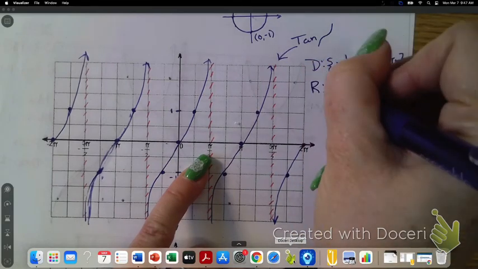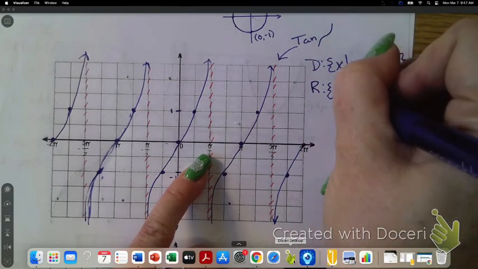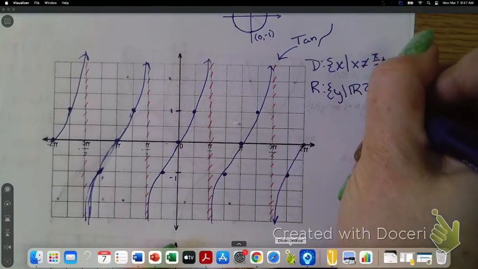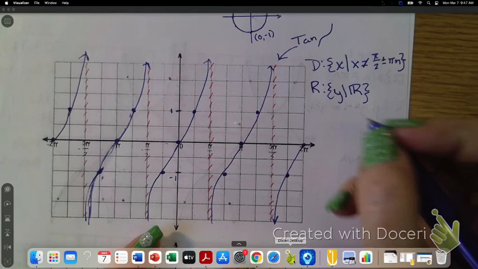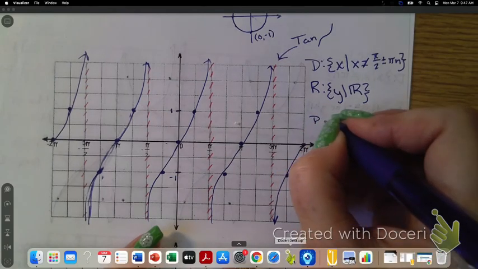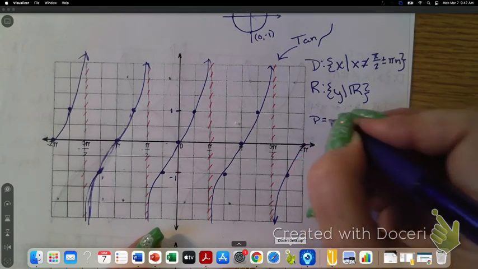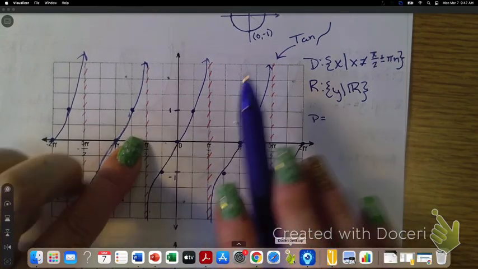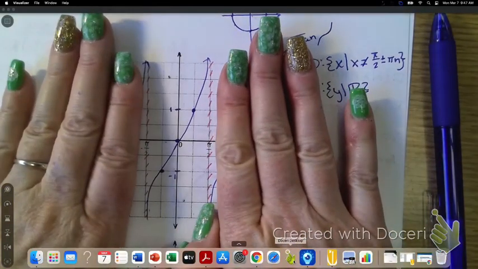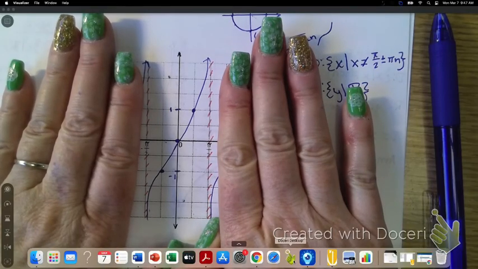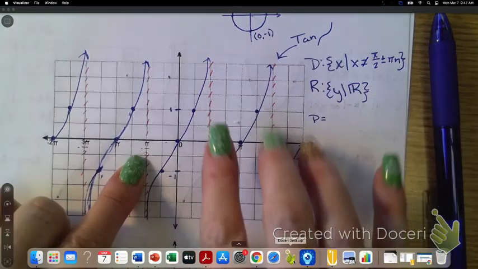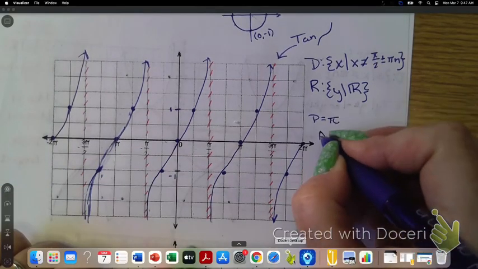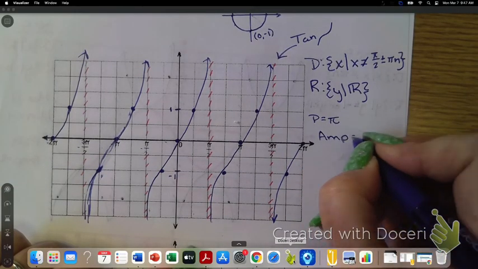Range. We're going to finish this one. Range. It would be the same. Nope. Range is all real numbers. It extends. Period. 2 pi. Be careful. It's only pi. Because if I cover up everything else, do I see the whole thing right there? Yep. And that's from negative pi over 2 to pi over 2. So that distance is pi. Amplitude is non-applicable.